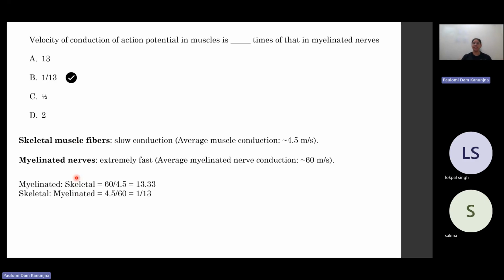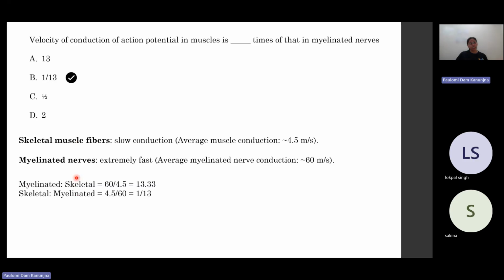Velocity of conduction is basically how quickly your action potential is moving through muscles and in myelinated nerves. Skeletal muscles don't have a myelin sheath, so they have slow conduction, whereas myelinated nerves have extremely fast conduction. Myelinated nerves have a 60 meter per second conduction rate, and skeletal muscles have 4.5 meter per second.